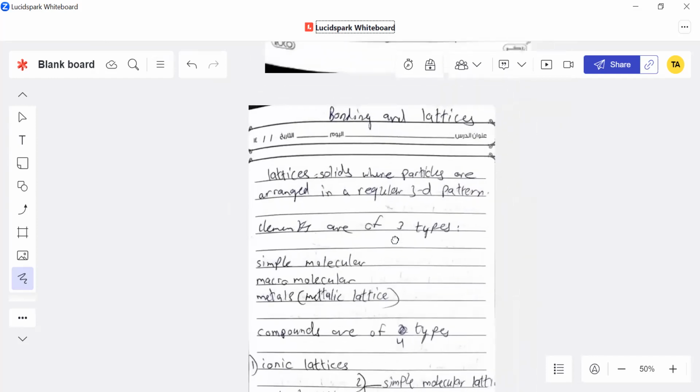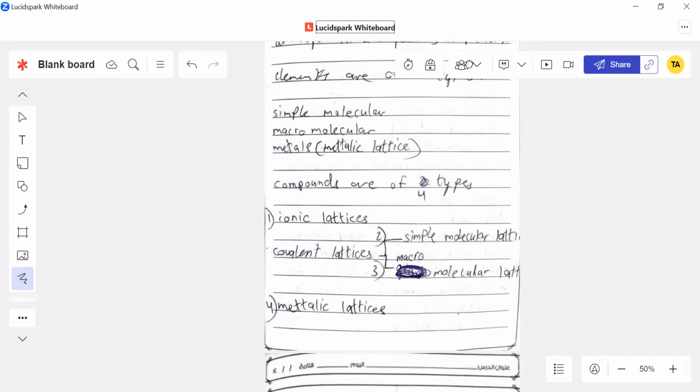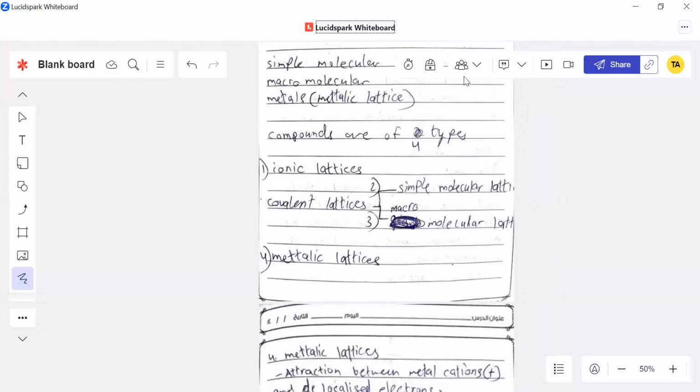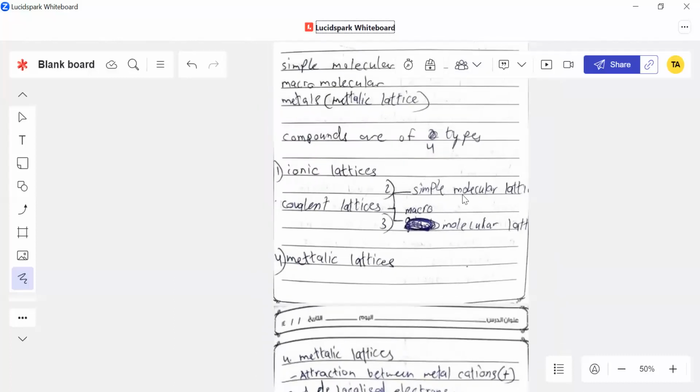Now moving on to bonding lattices. There are 4 types of bonding that you need to know. So you have ionic lattices. Ionic lattices will have ionic bonding. You have covalent lattices. Covalent lattices will have covalent bonding. There are 2 types of covalent lattices, the simple molecular and the macromolecular. I'll explain more about this, but moving on, you also have metallic lattices. In total, there are 4 types of lattices: ionic, simple molecular, macromolecular, and metallic.